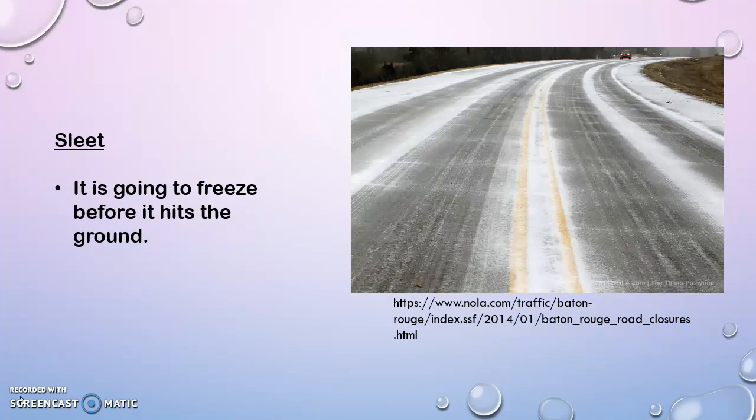Next, we have sleet. Sleet is also rain, but it's rain that's going to freeze before it hits the ground, which causes that little thin, slippery ice that we get on the roads here a whole lot in Oklahoma this time of year.